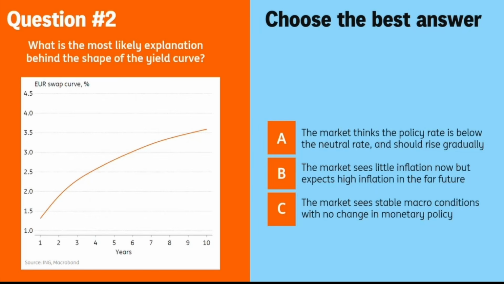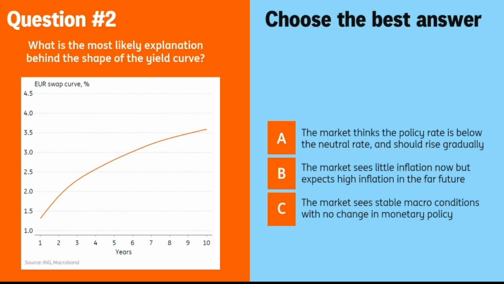Now, back to questions. Question number 2. What is the most likely explanation behind the shape of this yield curve? So what do we see? We see the front end anchored quite low, around 1.5, back end 3.5, 4. 3 possible answers. And again, it's the most likely one, right? Like there's always possibility to argue in favor of everything.